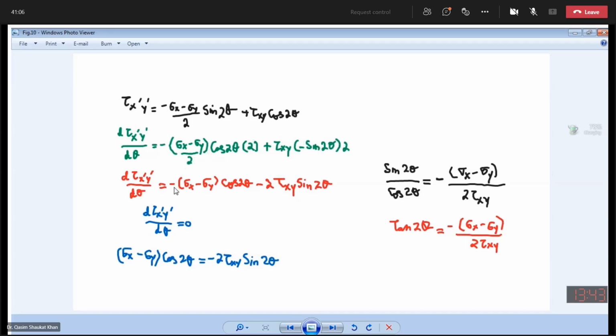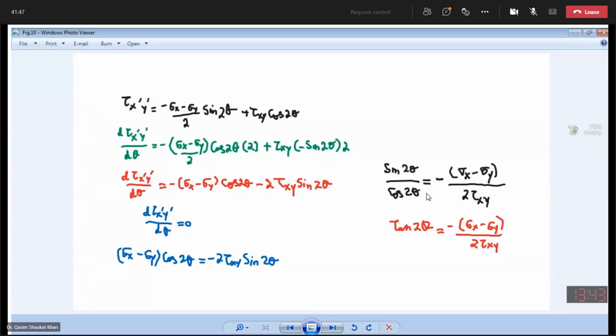So after simplification, the derivative will become minus sigma x minus sigma y into cos 2 theta minus 2 tau xy sine 2 theta. Then equating it equal to 0. Fine. And then simplifying, we are going to take this coefficient to the other side. So it will become positive sigma x minus sigma y into cos 2 theta is equal to minus 2 tau xy sine 2 theta. Then we rearrange the coefficient. So sine 2 theta over cos 2 theta is equal to minus sigma x minus sigma y over 2 times tau xy.